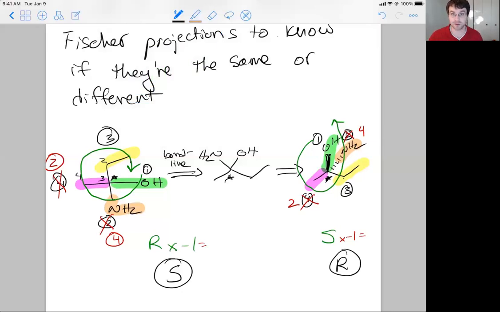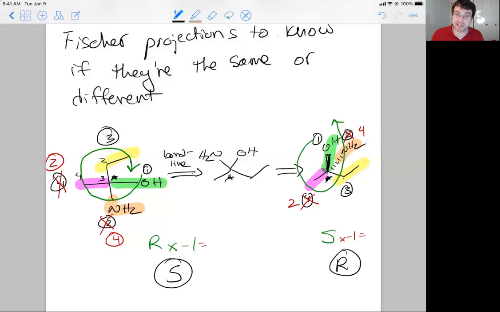I was just hyping up how great this is. What are we going to do? We tried to convert the Fischer projection into a bond line structure. We got the connectivity right, but we didn't get the stereochemistry right. Does that mean we have to start all over? No, it's not even a big deal.